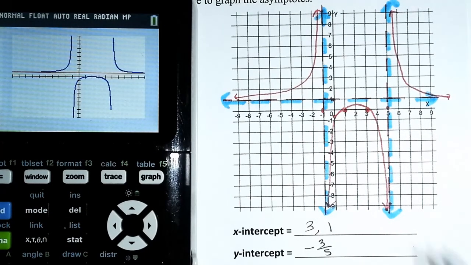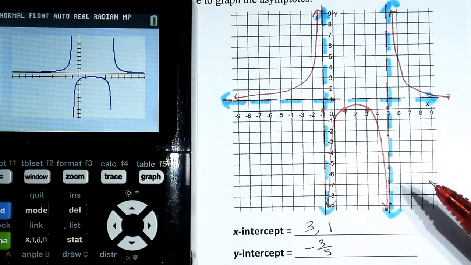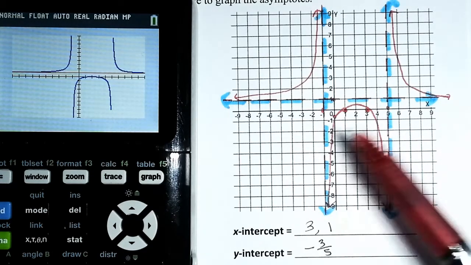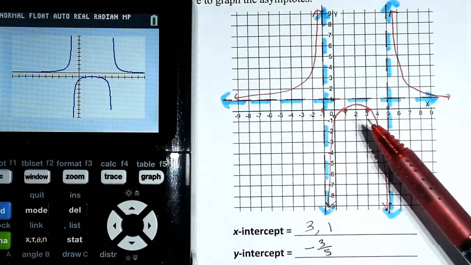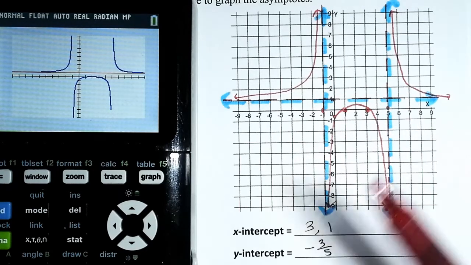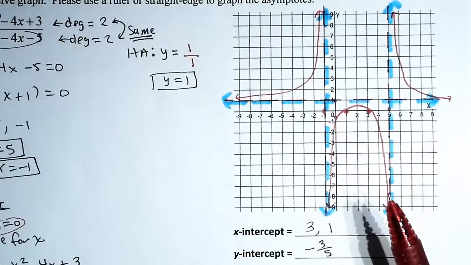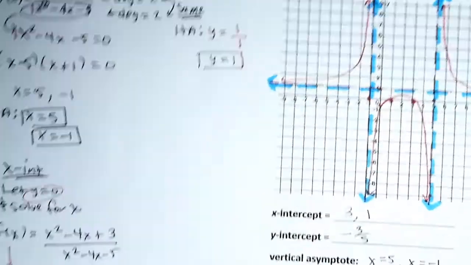So again, when you use your calculator to complete the sketch, students sometimes just want to put the graph itself, but they don't highlight the intercepts, and they don't highlight the asymptotes. So be careful. Thanks, guys. We're going to go ahead and do another one.